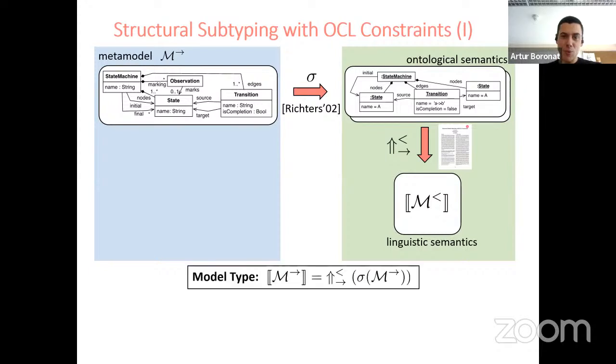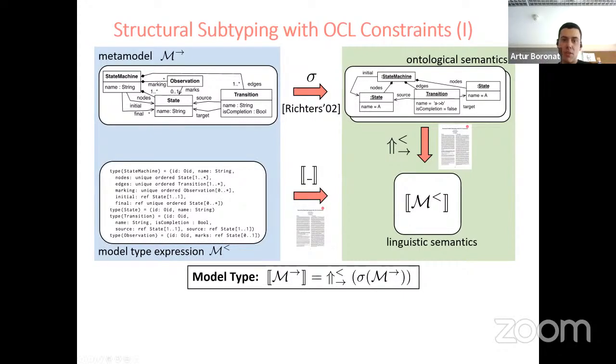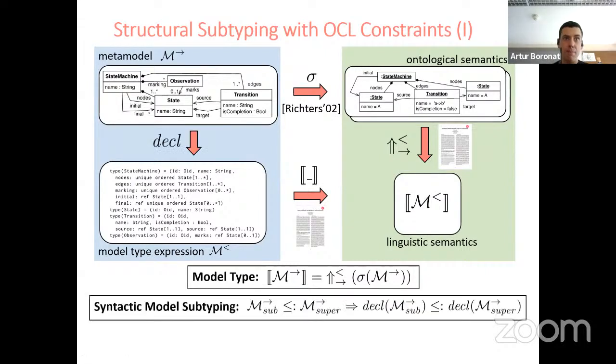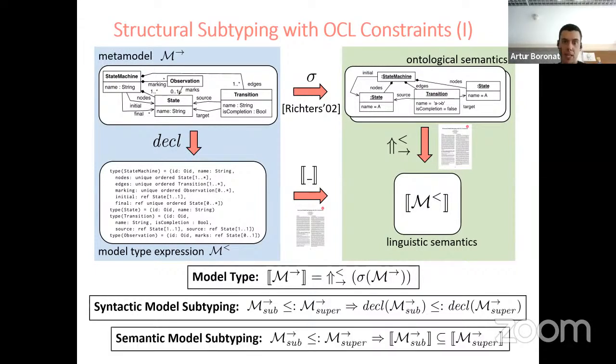When mapping the semantics of ontological metamodels to linguistic metamodels, we get model type expressions. It is quite trivial to construct a syntactic transpiler between metamodels and their model type expressions, so we assume that this exists and is given. Hence, we get a model type for ontological metamodels using our semantics via the mapping constructed on the right. Applying these two transformations, syntactic model subtyping can now be applied to EMF metamodels, and we get semantic model subtyping to compare two metamodels.